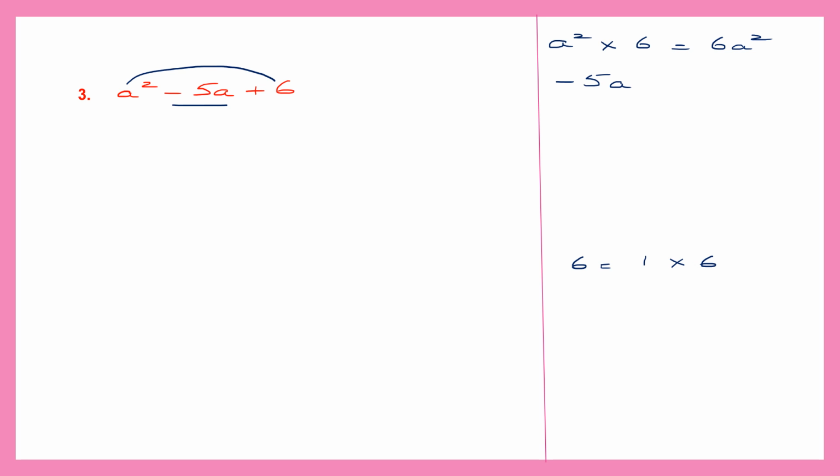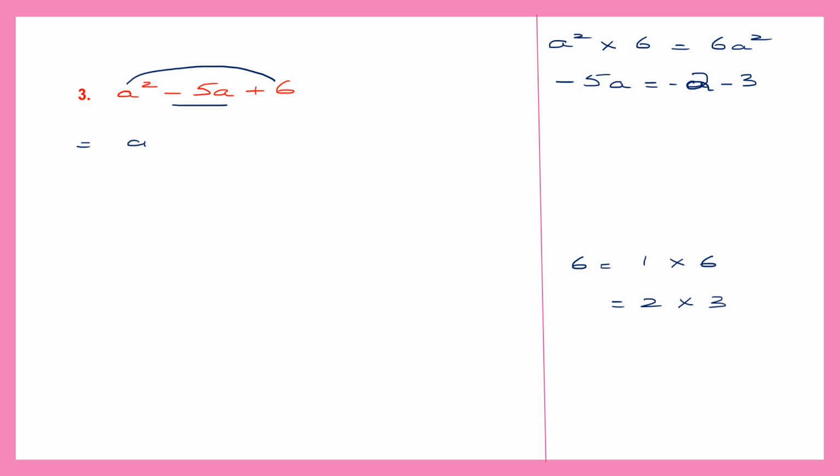So let me take this away. What are the other factors of 6? 2 and 3. 2 3s are 6. If I multiply, I will get 6. If I add, will I get minus 5? If I write minus 2 and add it to minus 3, I will get minus 5. Minus 2 minus 3 is minus 5. And if I multiply minus 2 into minus 3, I will get 6. So I can split my middle term into minus 2a and minus 3a. So let's write that here.